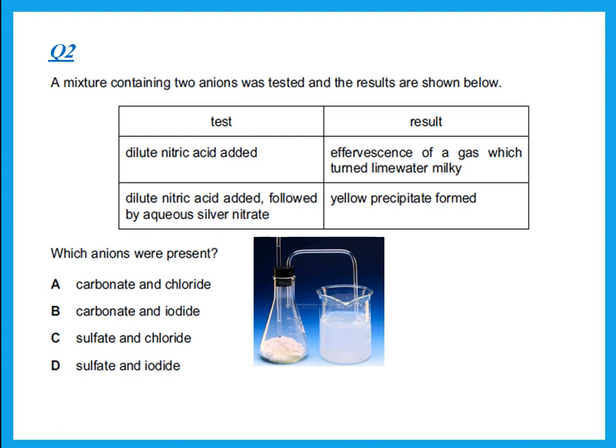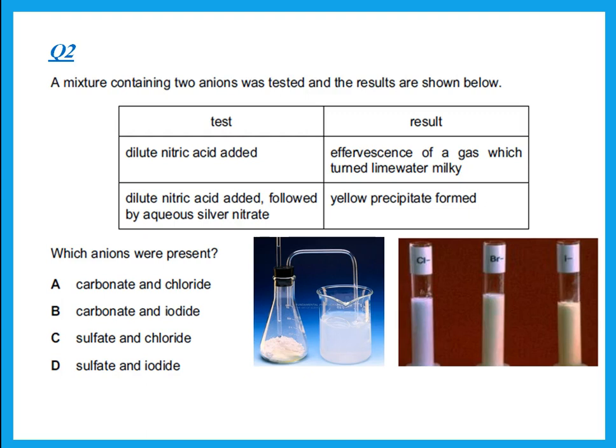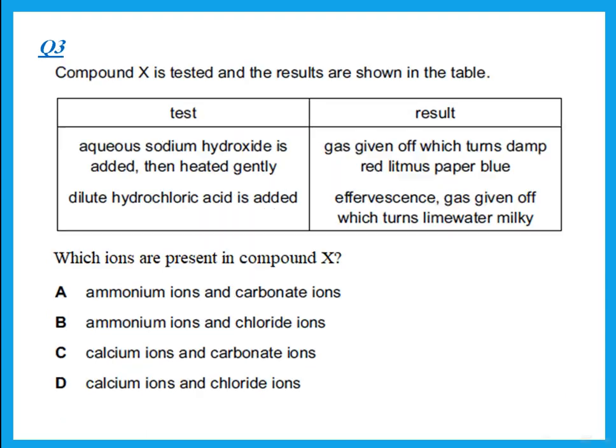Now the next test says dilute nitric acid and silver nitrate gave yellow precipitate. Now you ask yourself, silver nitrate is a test for what? It's a test for chloride or bromide or iodide. And you should remember that with chloride, it gives white precipitate. With bromide, it gives cream precipitate. Now, which one gives yellow? It is the iodide. That means I have carbonate and iodide.